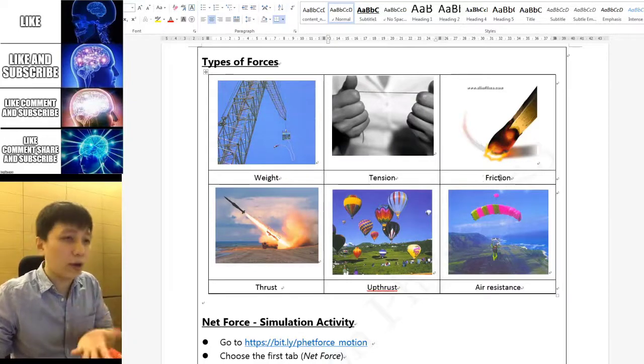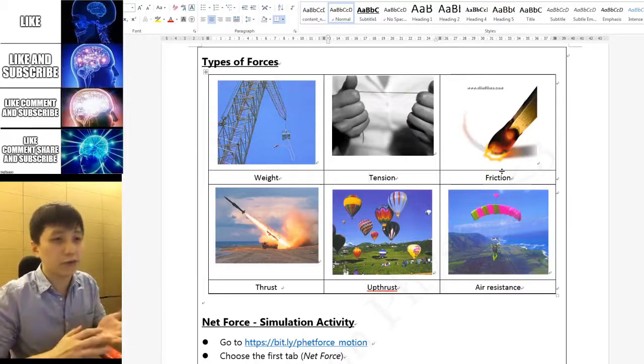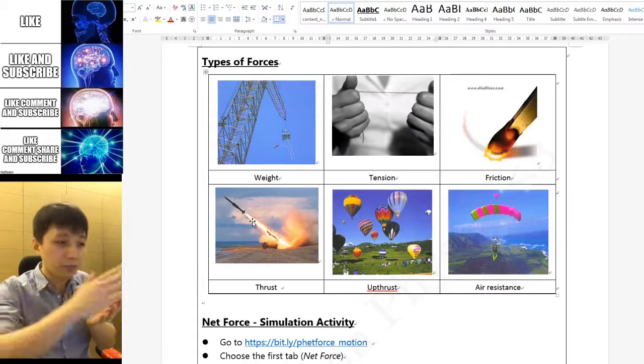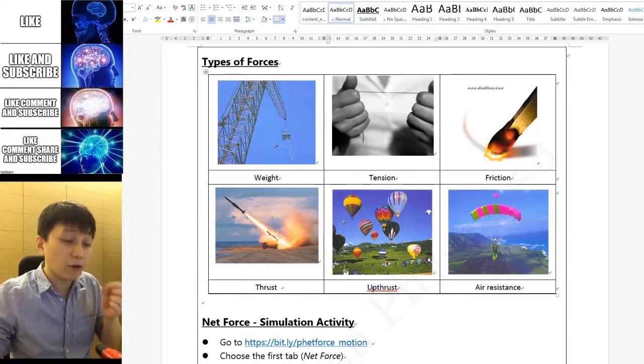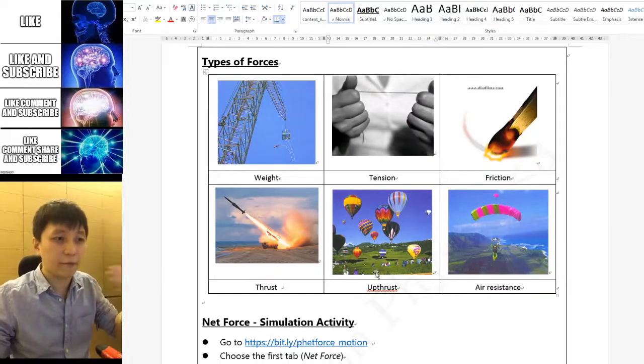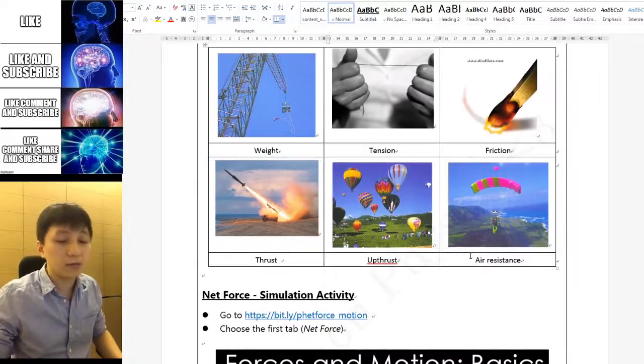Friction, I think you are quite familiar. For all the surfaces, actually they have a certain amount of friction. Thrust is, for example, for a rocket, the propulsion, we call thrust. However, the word upthrust is a bit different. It's totally different. It's referring to lift actually. So for example, talking about the plane, how they can actually fly is because of the upthrust. We can call it lift as well. Air resistance, we talked about it in the previous part, and we'll explore more in this second half.